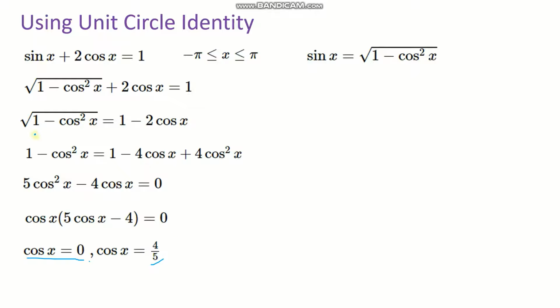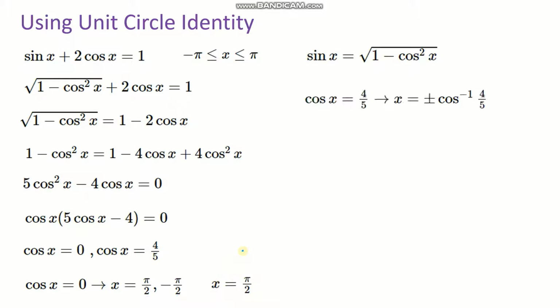Since we squared our equation, it may give an additional root, so we need to check our solutions. When cosine x equals 0, we can have x equals pi over 2 and negative pi over 2. Pi over 2 is a solution, but negative pi over 2 does not satisfy our equation. Hence, we can only have x equals pi over 2.